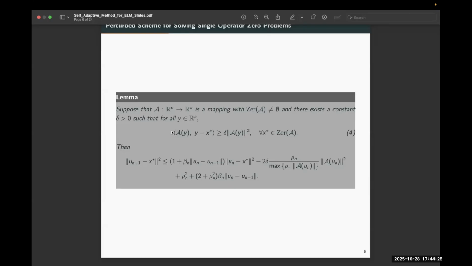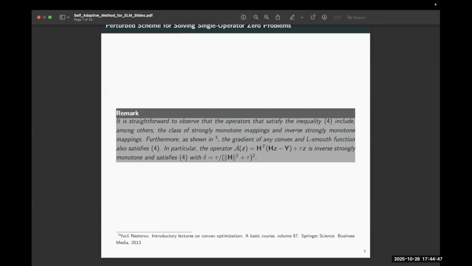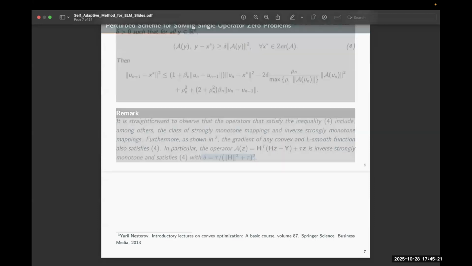Somebody may ask whether this is a strong assumption. If you look at it closely, this assumption is relatively related to the inverse strong monotonicity assumption on A. But at the same time, this one is a little bit bigger than those, because we can give examples. We make a remark here that these classes include the strongly monotone operators and the inverse strongly monotone ones. Also, if you check the lecture notes, Yurii Nesterov also mentioned that the gradient of any convex and L-smooth function also satisfies our condition. In our own case here, since we are taking the operator to be this, it is inversely strongly monotone, so it will satisfy that condition, with the delta here given by this condition.